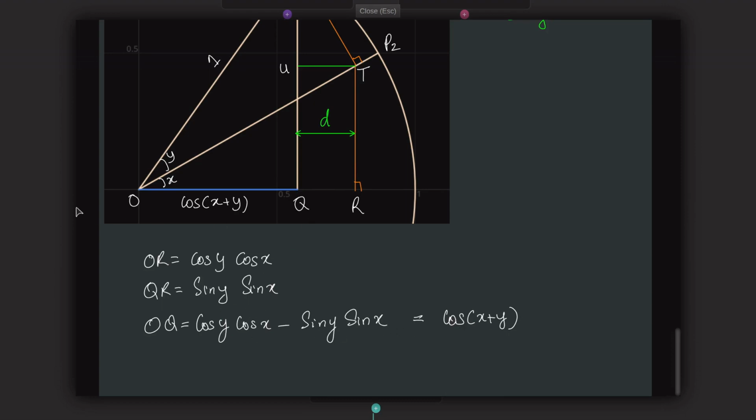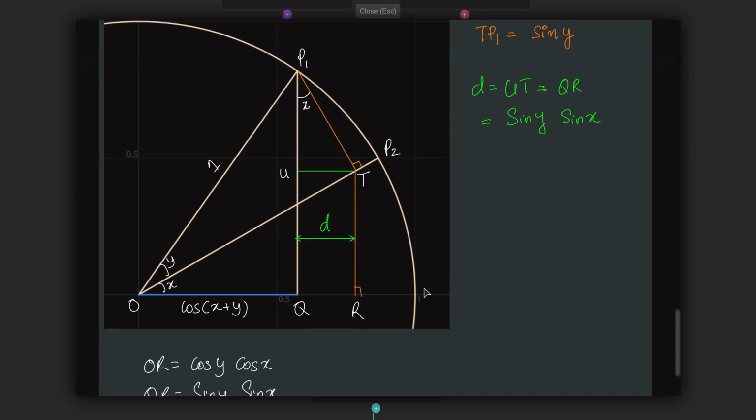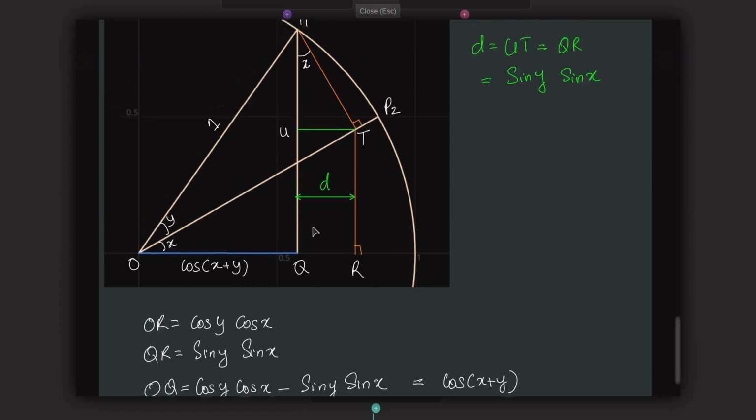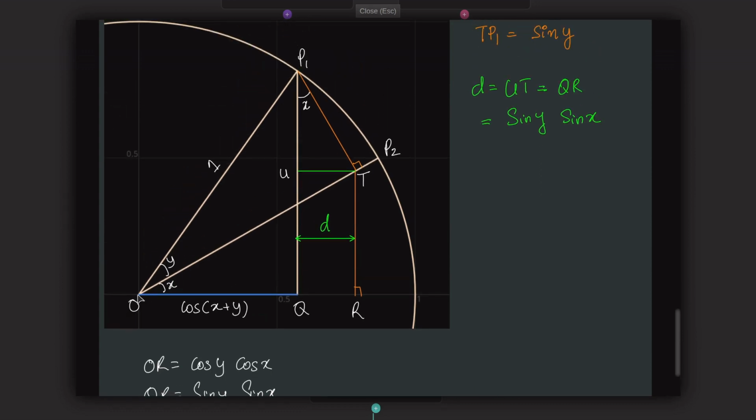So cos(x plus y), this length is cos y cos x, which is OR, minus sine y sine x, which is this D. So this is the proof for cos(x plus y) in terms of these particular terms. Now whenever we see a result like this, we should always ask where did this minus come from. Here we got this minus because of the fact that we have to reduce QR from this total length.